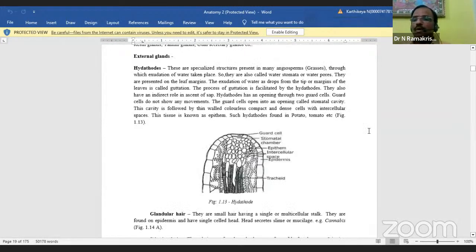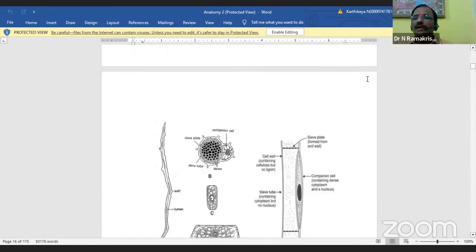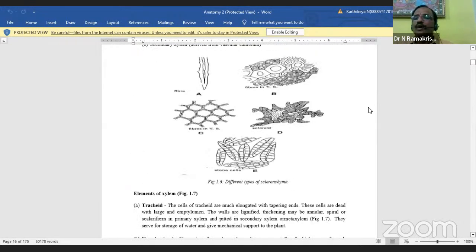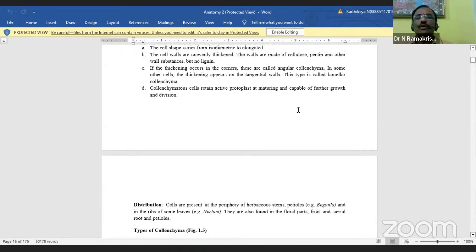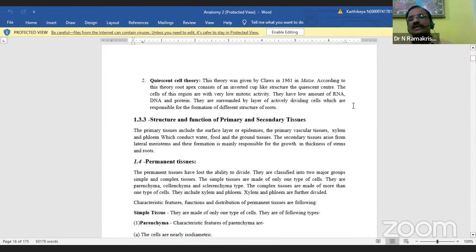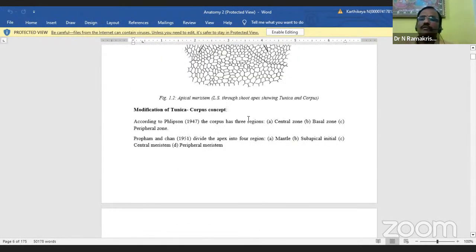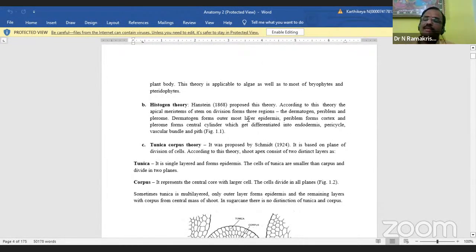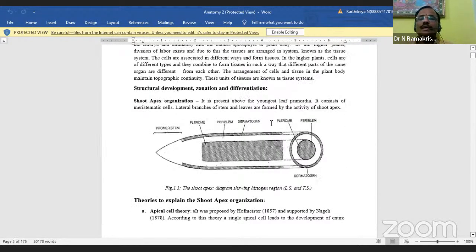Now we have completed complex tissues, simple tissues, and special tissues. All together, we are looking at them in only one place, so we call that tissue systems. Please tell me, what is the meaning of tissue systems? A group of different types of tissues, meaning simple tissues or complex tissues or special tissues, whatever it is, all together in one place.